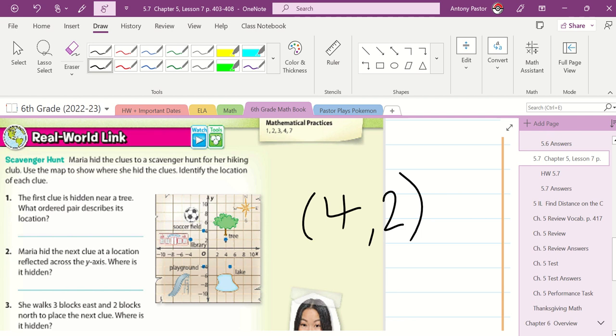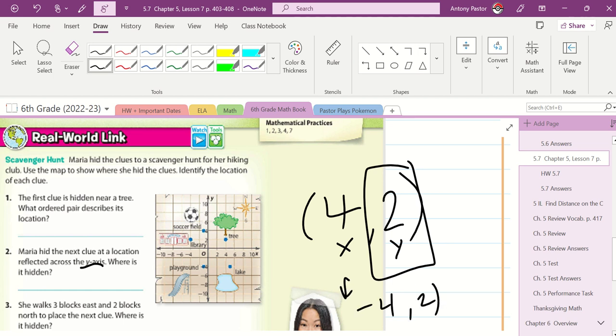Maria hid the next clue at the location reflected across its y-axis. Where is it hidden? Now remember, we learned last lesson when we reflect, we are going to look at x and y, and it tells us it's reflected over its y-axis. So y is going to stay the same. X changes to its opposite. So it'll be located at negative 4, 2. If I go, starting at the origin, negative 4 up to 2, my answer is it's at the library. The next clue is hidden at the library.